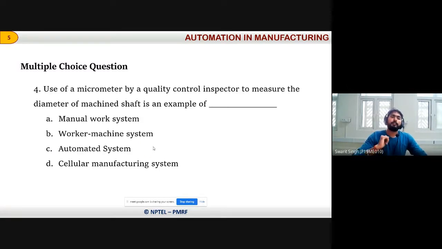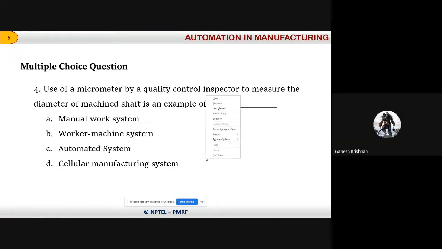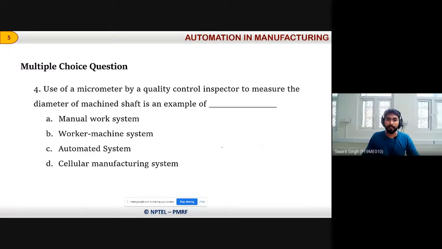The fourth question is: use of a micrometer by a quality control inspector to measure the diameter of a machine shaft is an example of which type of system? In the course, you have studied three types of systems. The first is the manual work system, then the worker-machine system, the automated system, and the very advanced one is the cellular manufacturing system. So what do you think is the answer? Manual work system. Manual work system is the answer. Okay, so why manual work system?